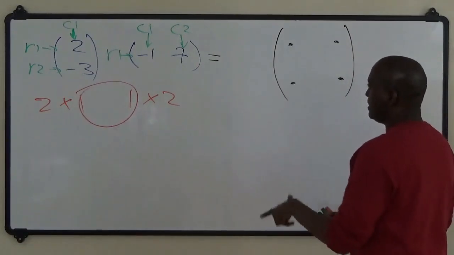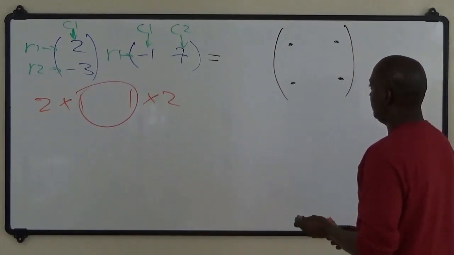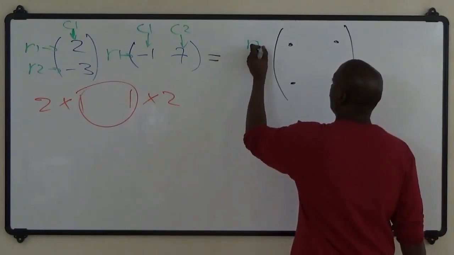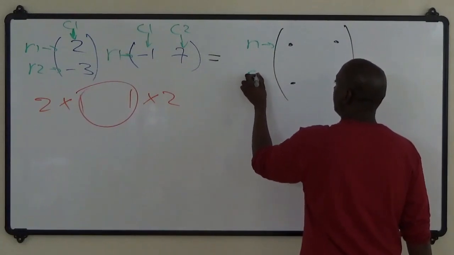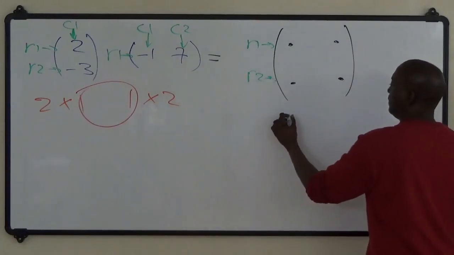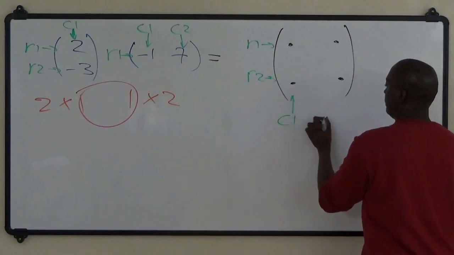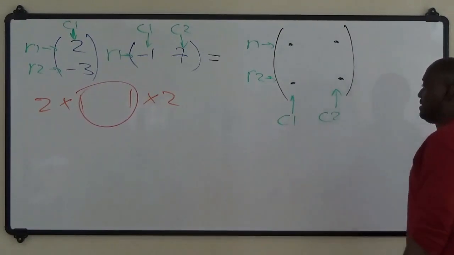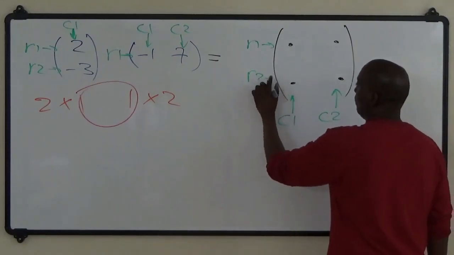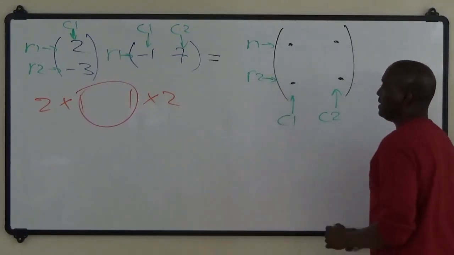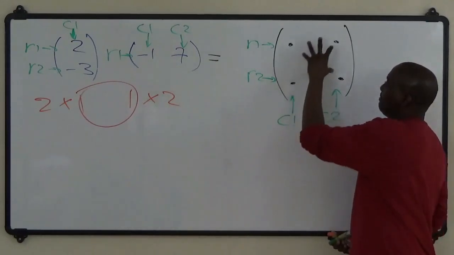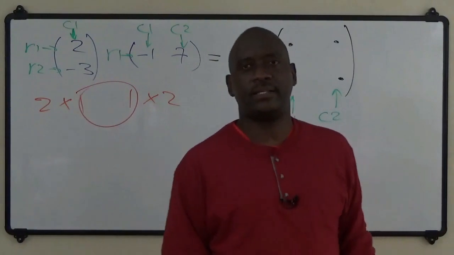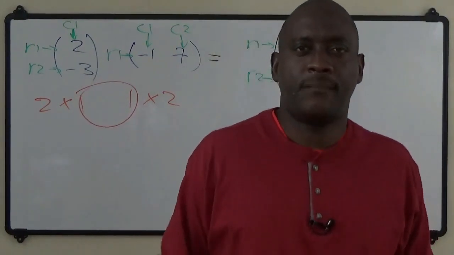So in the final matrix, watch it, we have row 1, row 2. You have column 1, and column 2. All right? Now, the quest here is to fill in the actual values inside the matrix that we get as the answer. And how are we doing that?